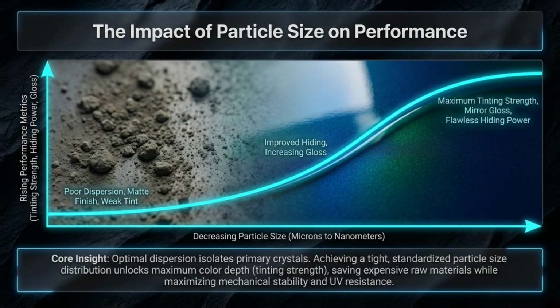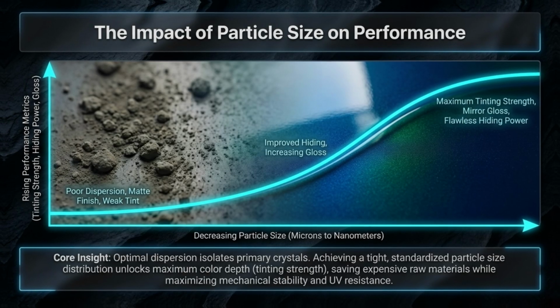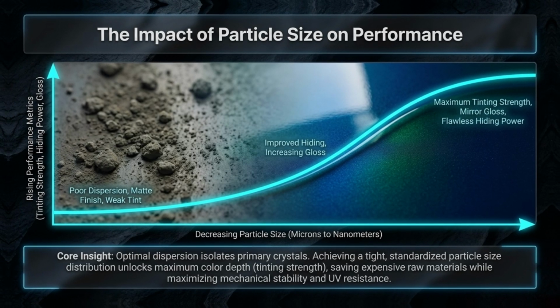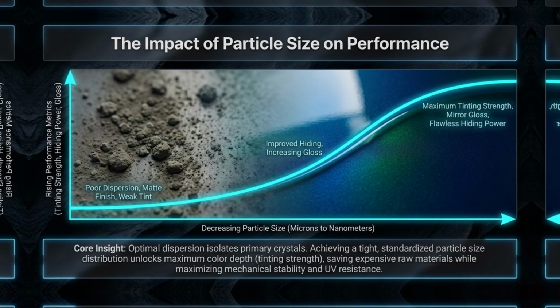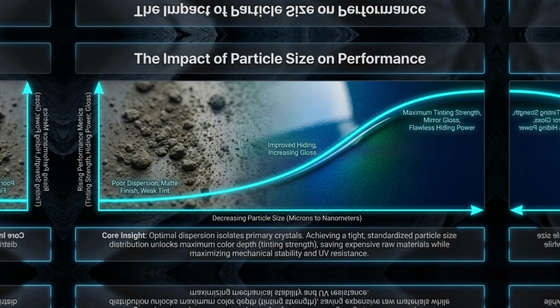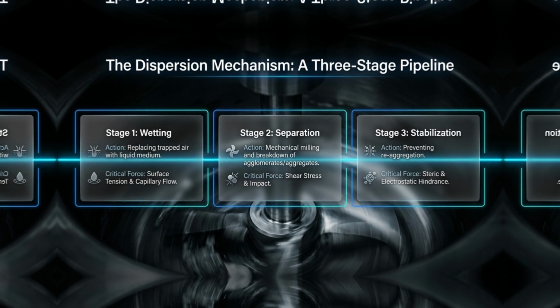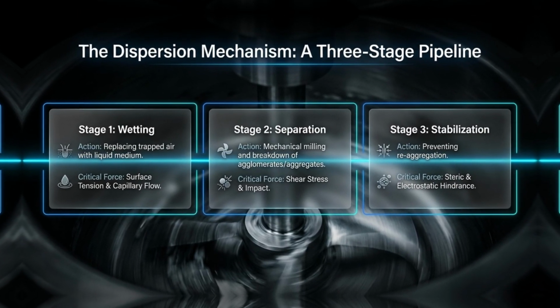Achieving a tight, standardized particle size distribution unlocks maximum color depth, saves expensive raw materials, and maximizes mechanical stability and UV resistance. The dispersion mechanism: a three-stage pipeline.